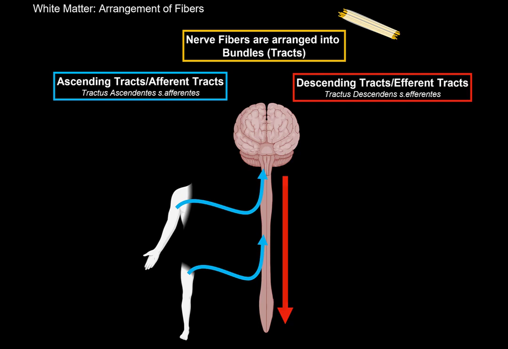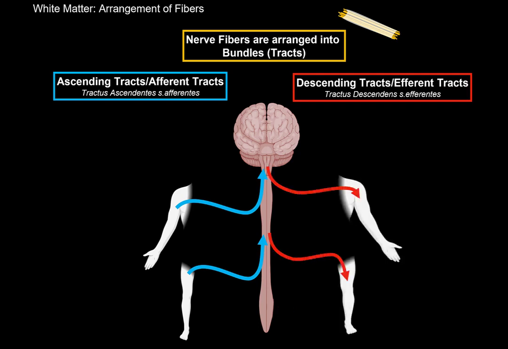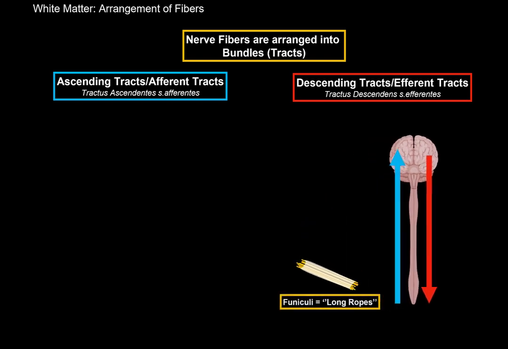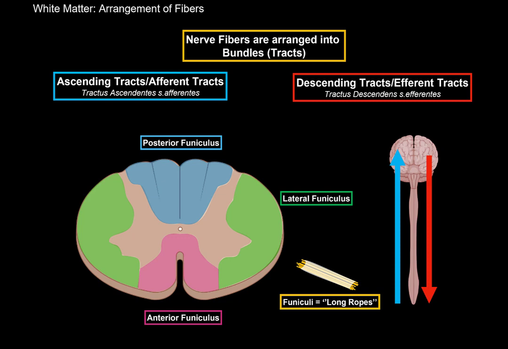And then once you've done that, you might want to react to the sensory information, or you just want to move a muscle in general, so you activate the descending tracts. Say you accidentally put your hand above something hot, sensory information is sent up, and then you react by descending tracts activating muscles to remove your hand. And again, all of that happens through funiculi, which means long ropes, found within the posterior, lateral, and anterior part of the spinal cord. The ascending and the descending tracts can further be divided into two parts.